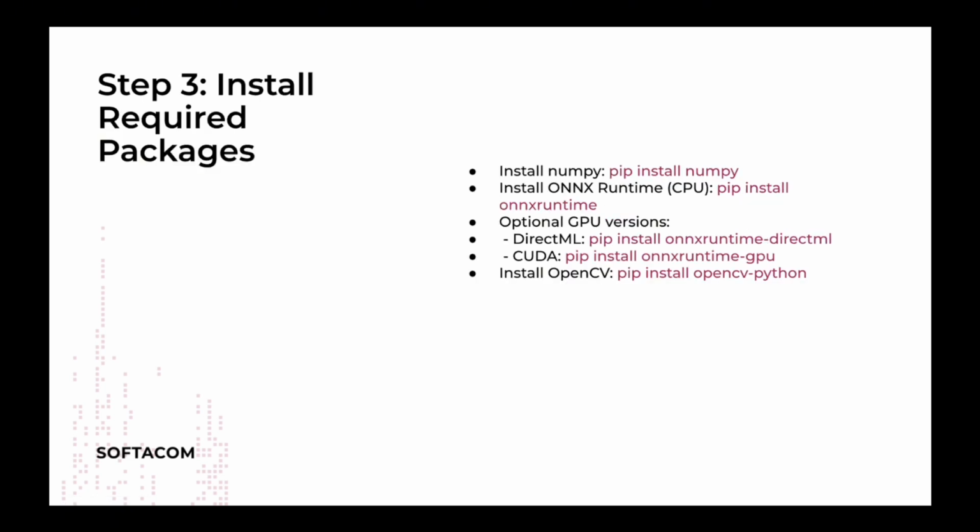And the final step is to install all the required packages. Install NumPy by running pip install numpy. Then install the CPU version of ONNX Runtime with pip install onnxruntime. If you want GPU support, there are a couple of options. For DirectML, run pip install onnxruntime-directml. For CUDA, use pip install onnxruntime-gpu. And finally, install OpenCV with pip install opencv-python.